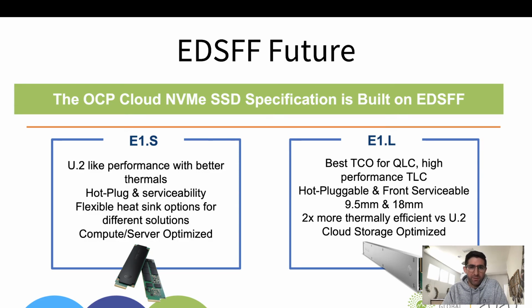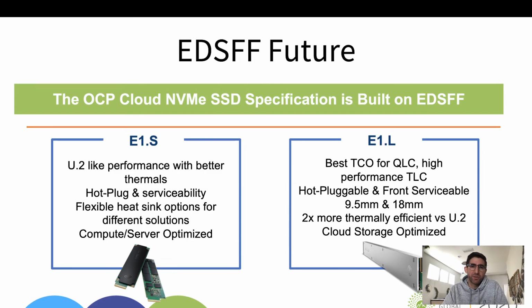So one of the things that will be talked about in this OCP storage workgroup is the cloud NVMe SSD spec from OCP. I'm not going to get into the nuts and bolts of that because there's a whole presentation on it, but it's really built on EDSFF as the foundation, as the form factor for that going forward. So with E1.S, you have U.2-like performance, you have better thermals and more options, different heatsink variants, and you have higher performance scalability because you can fit more devices in the front of a 1U. It's been natively designed for the 1U form factor.